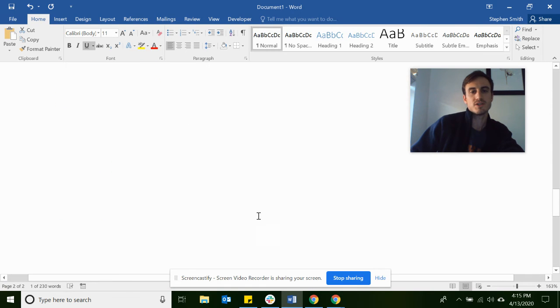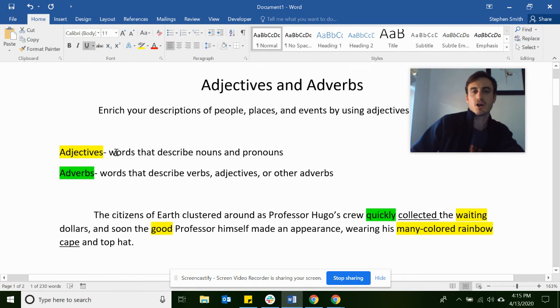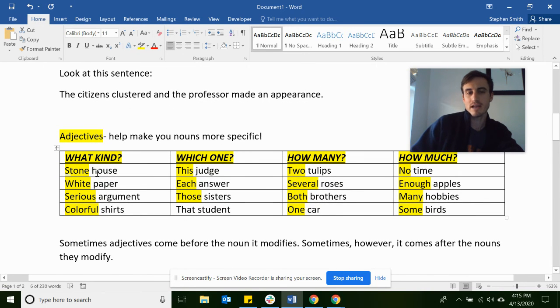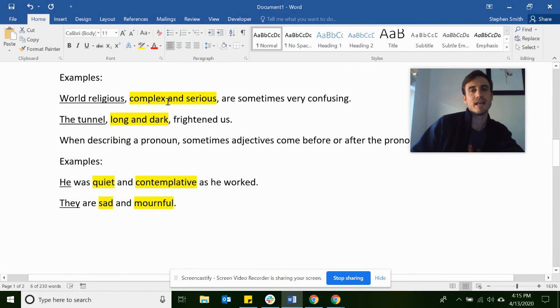So, some key points to remember here. Adjectives are words that describe nouns or pronouns. Most of the time, they come right before the noun, like stone house, or two tulips, or many hobbies. But sometimes they come right after the nouns or pronouns that they modify. You just have to read carefully and make sure that you know what the sentence is talking about.